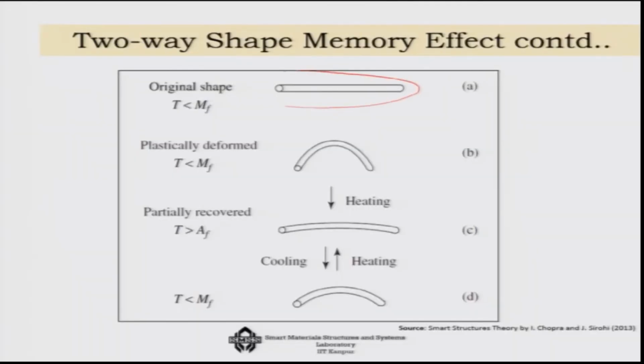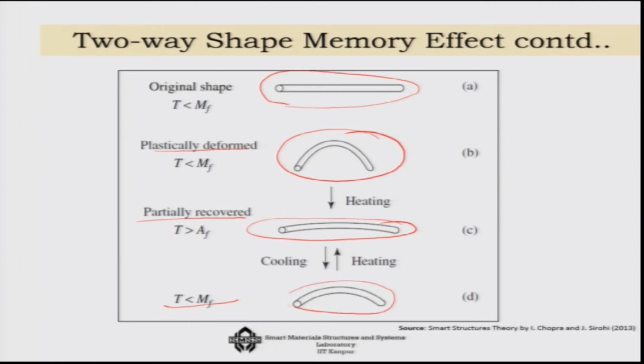Say for example, you have this as the original shape when temperature is less than martensite finish. You are plastically deforming the system. So, you are in that bent shape. Now, you are heating it up, but only partially you are recovering. So, you are coming back to the austenite phase, and then from this stage, if I cool it, temperature is now less than MF. I am getting this particular shape, and I have to repeat this cycle continuously.